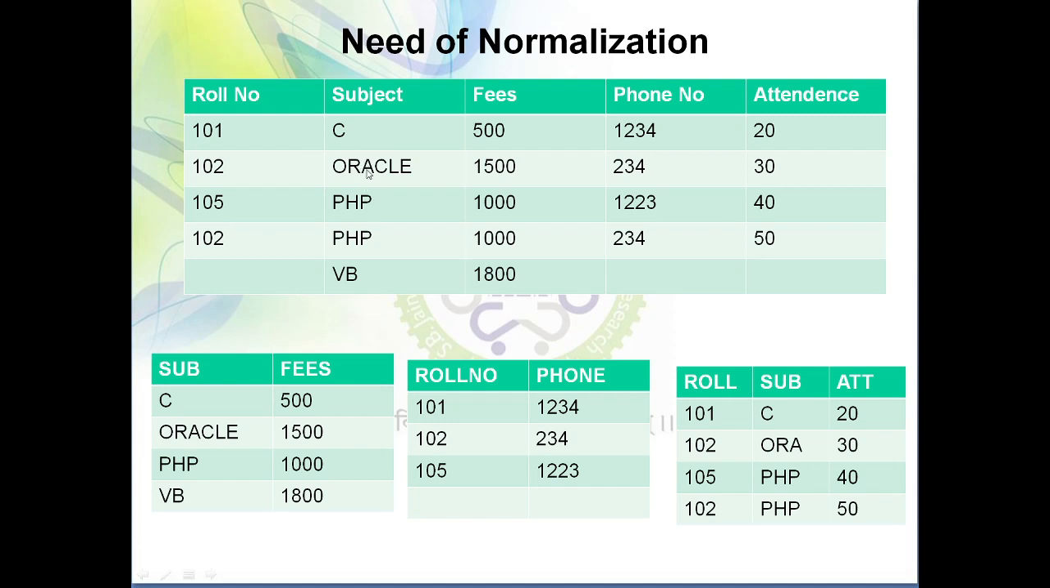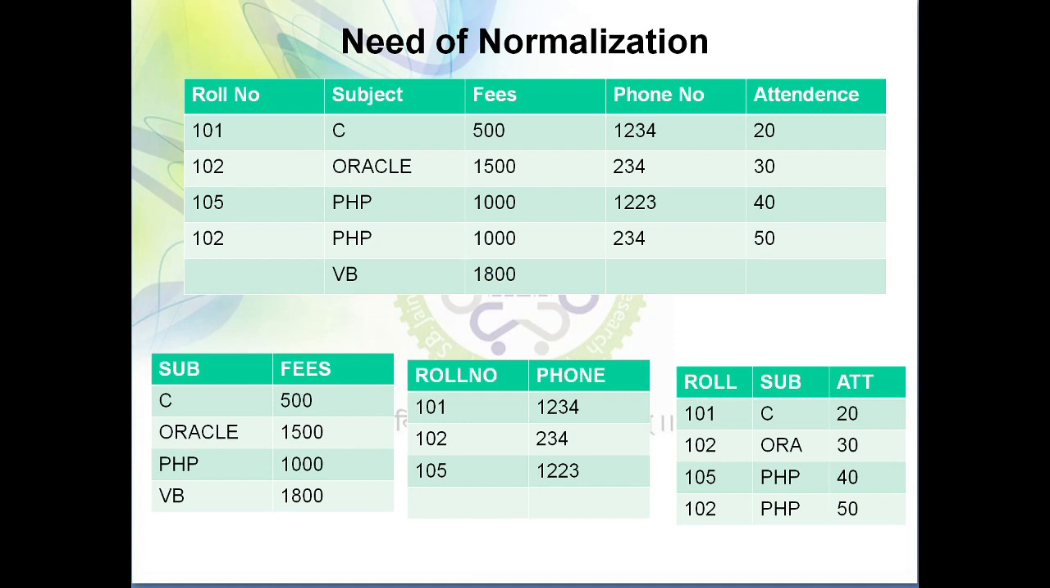In this case I am going to miss the information of Oracle and 1500. My intention is to delete the information of the student, but unknowingly I am also losing the information of the course. So this is the deletion problem. I intend to delete one kind of data, but I lose another kind of data also.